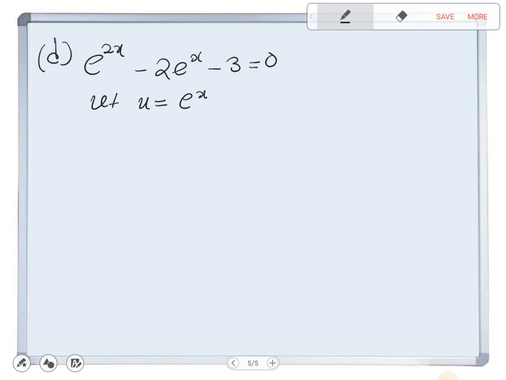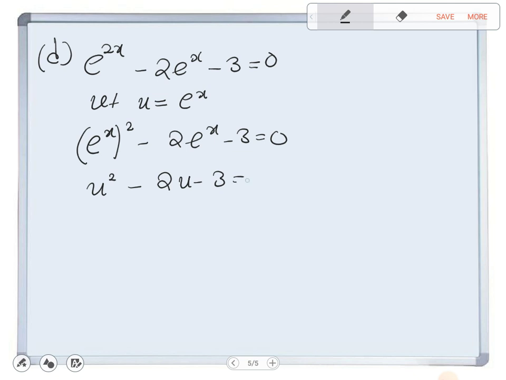So here there is 2x. This one is the same thing as e to the power x, then squared. It's the same thing as this one, minus 2, then e^x, minus 3 is equal to 0. So e^x is now u, so I put a 2 there. Minus 2u minus 3 is equal to 0.